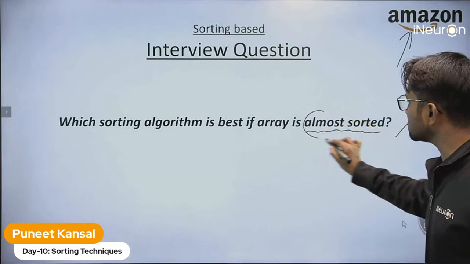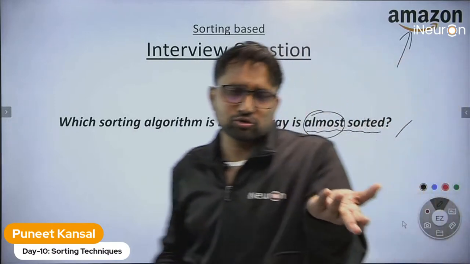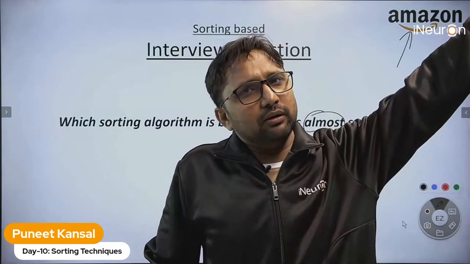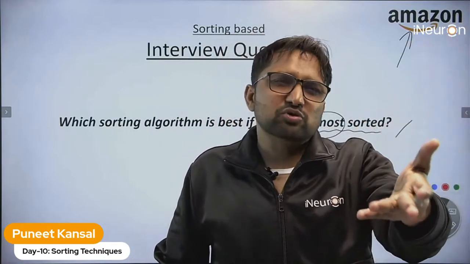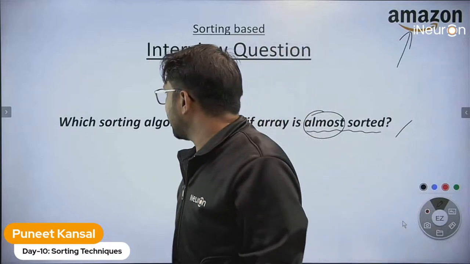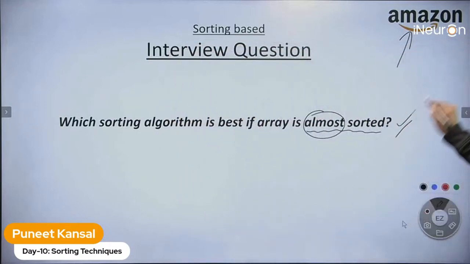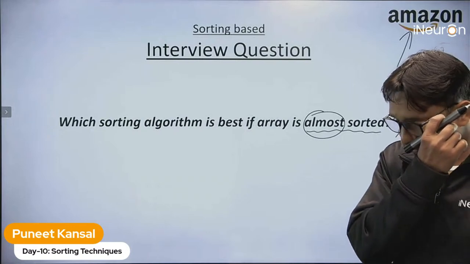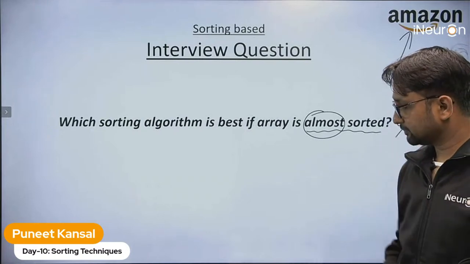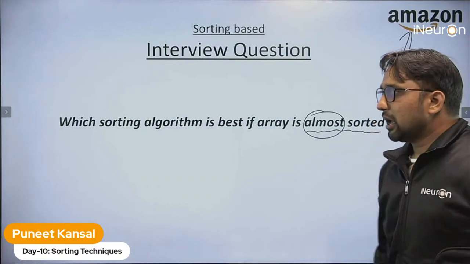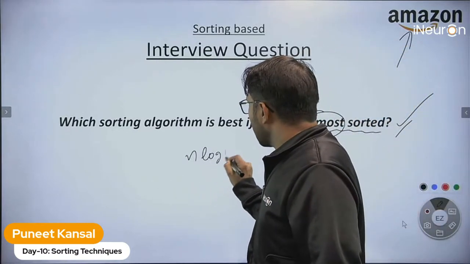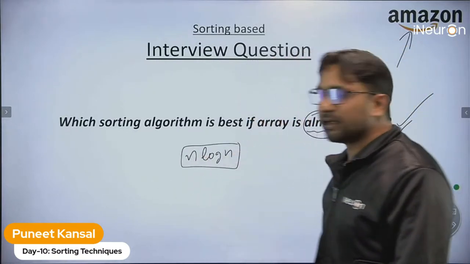What do you mean by almost? Means one or two elements are not sorted. Okay, almost sorted means the whole array is sorted, but one or two elements are not sorted. Then which sorting algorithm is the best? Can you tell me? Not quick, Sneha, not quick. Quick sort will still take n log n time. Quick sort in the best case will take n log n time.